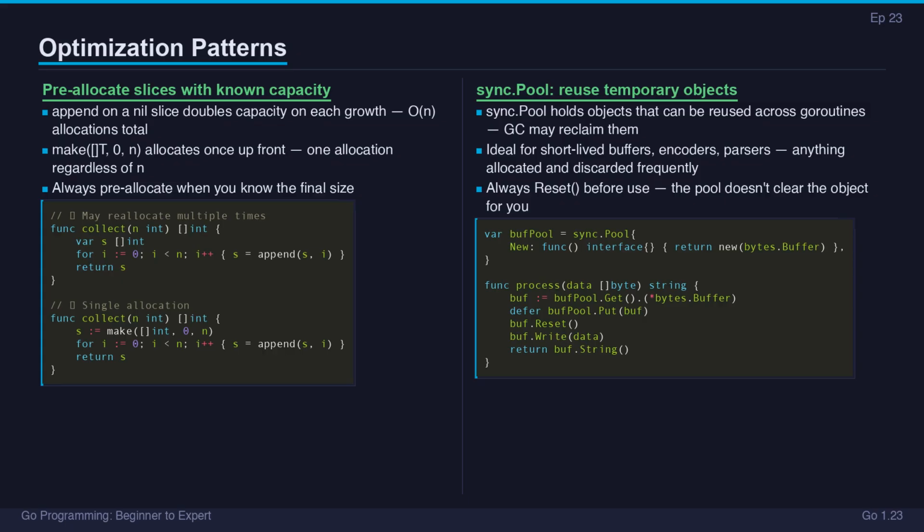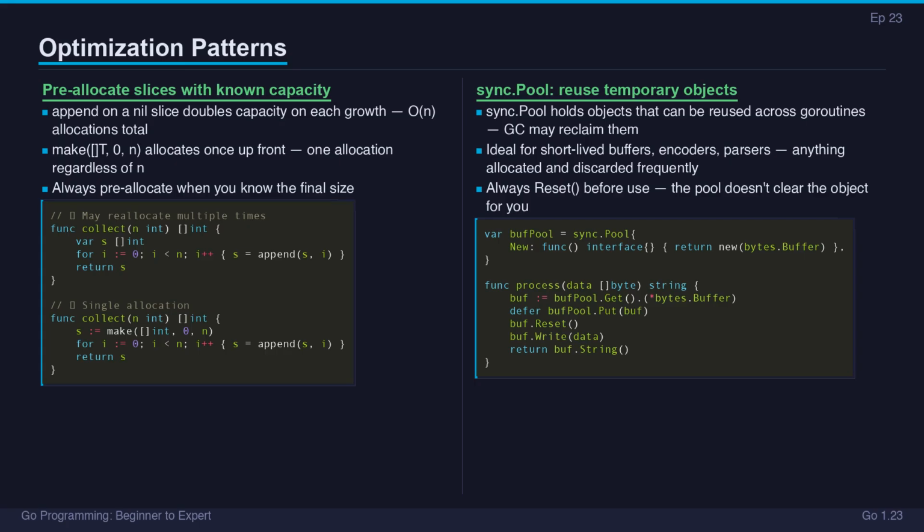strings.Builder for string concatenation. The naive s += part creates a new string on every iteration because strings are immutable. O(n²) allocations for n parts. strings.Builder accumulates into a growable byte buffer. One call to .String() at the end converts to a string. One allocation, or at most a log-n series of doublings.